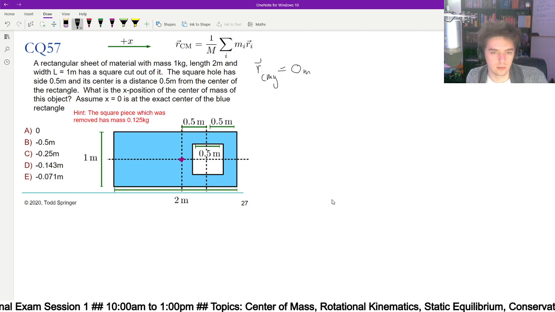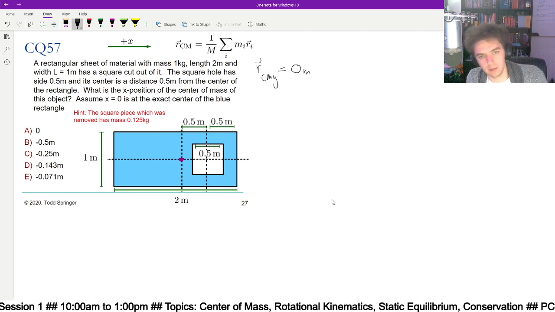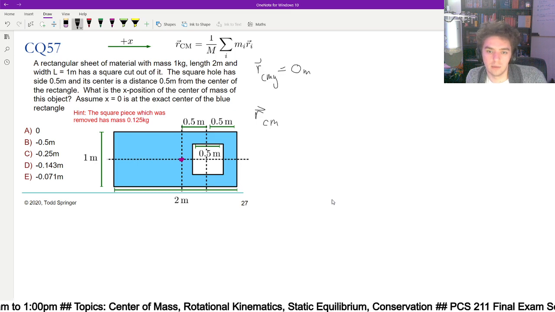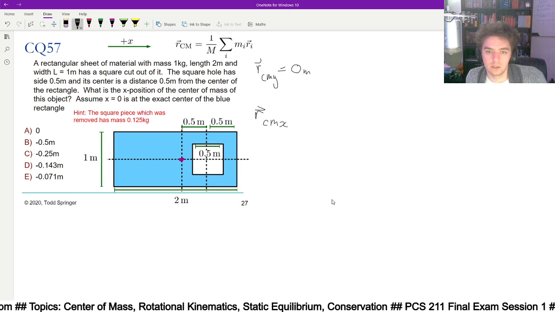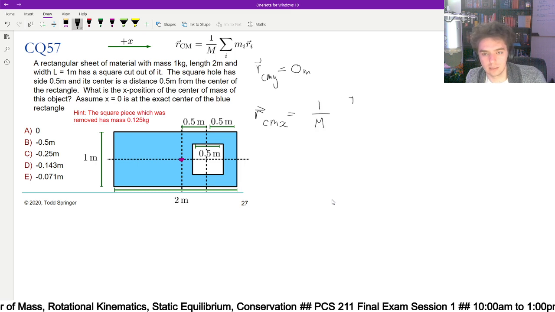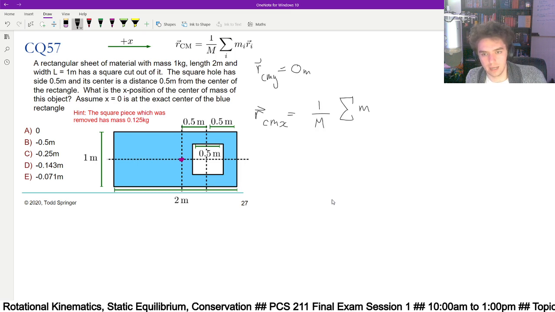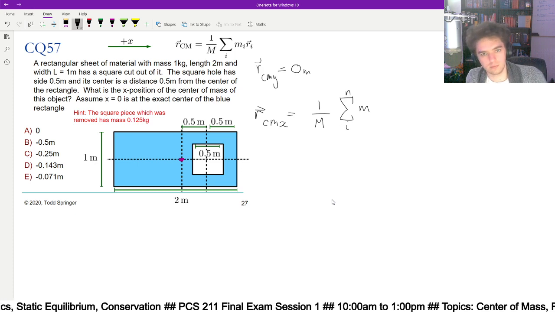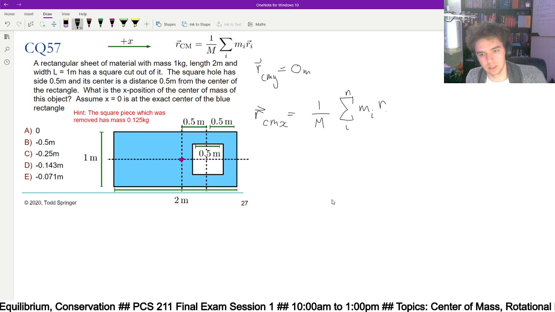0 meters. But what we actually care about is r CMX, right? So that's going to be 1 over the total mass times the sum of each mass from i to n, each mass times its x position.